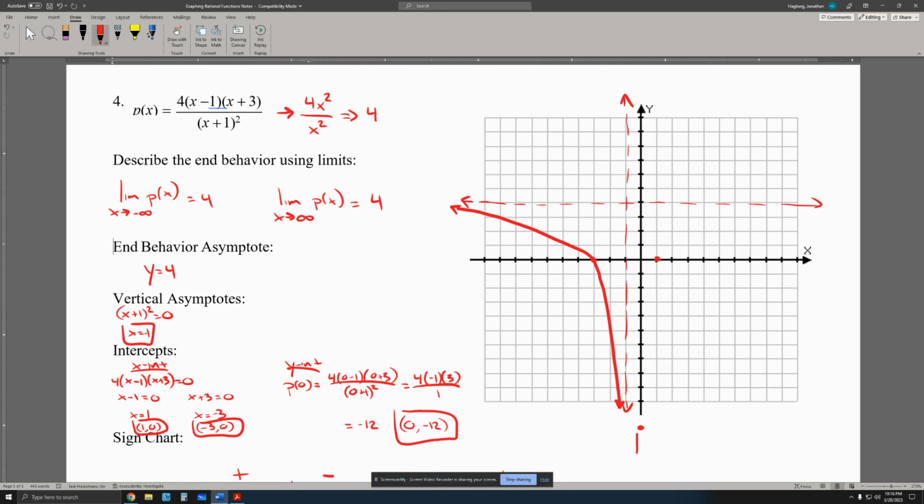So we've got this function, passes through the y-intercept, passes through our x-intercept, and then levels off to y equals 4. All right? So these have been our notes on graphing rational functions. Today we talked about a lot. We talked about end behavior asymptotes. We talked vertical asymptotes or infinite discontinuities. We talked x and y intercepts. We talked sign charts, and we talked sketching the graph, putting it all together.